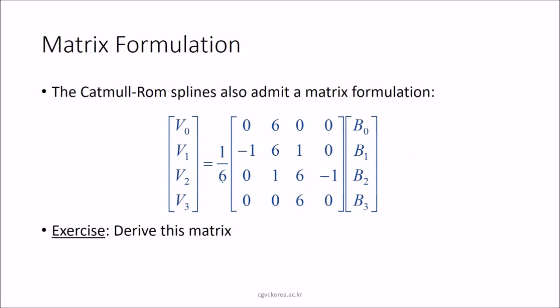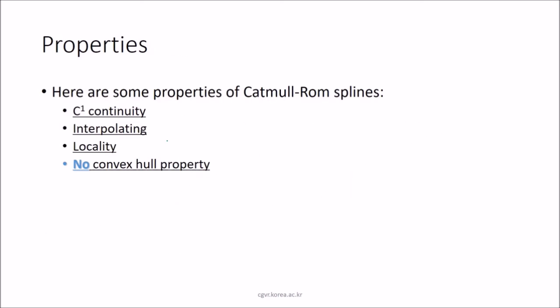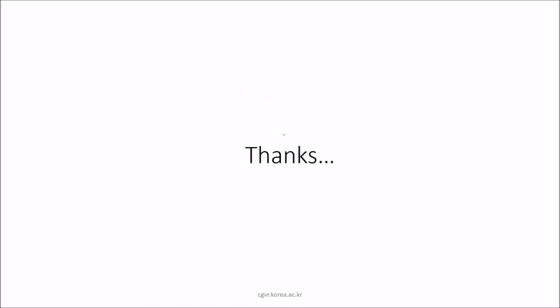Matrix formulation of Catmull-Rom splines. This also admits a matrix formulation like this, as we have seen for the previous B-splines. So the properties are: C¹ continuity is there, interpolating, locality is there, but no convex hull property. So this is again B-splines and various Bezier curve explanation, and we'll be taking more of this in the next session. Thank you so much.